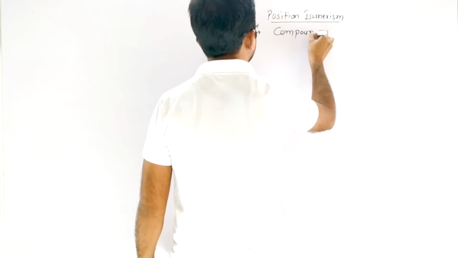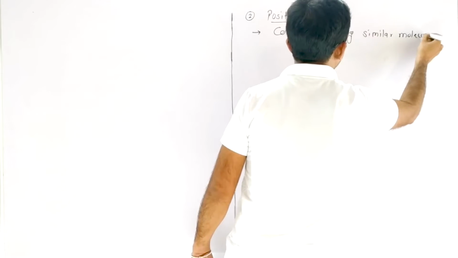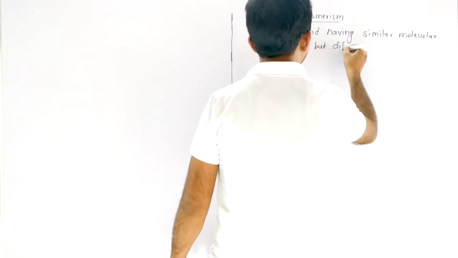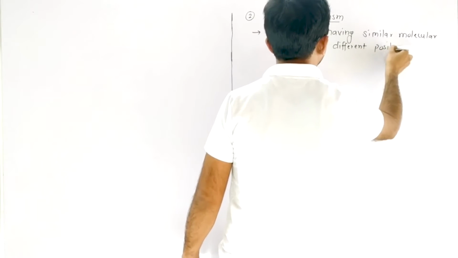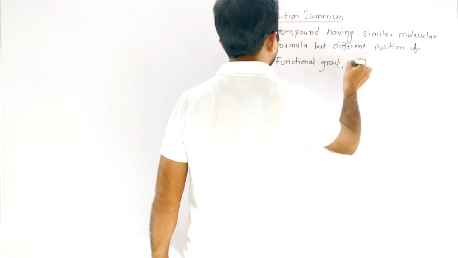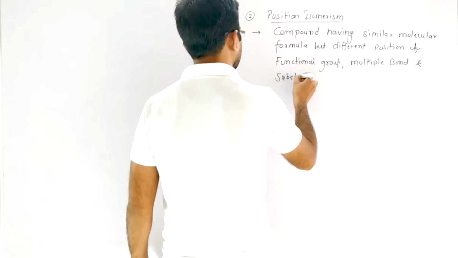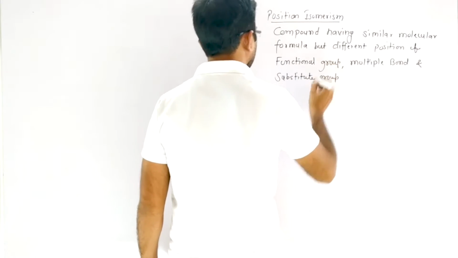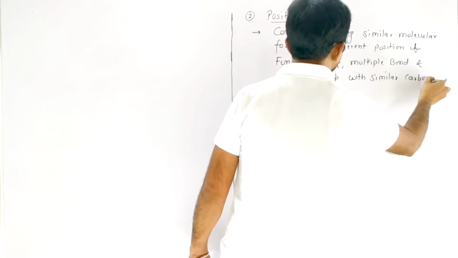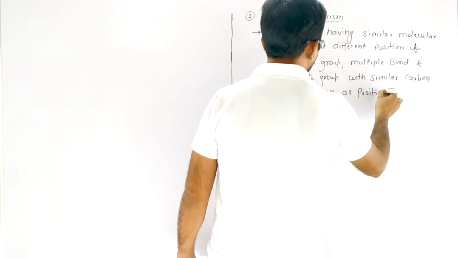Compounds having similar molecular formula but different position of functional group, multiple bond and substituent group with similar carbon chain are known as position isomers.